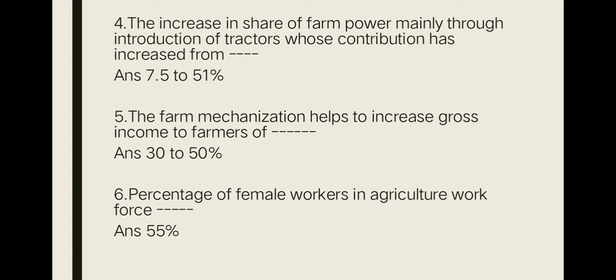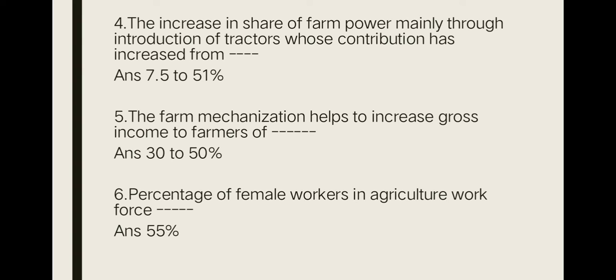The increase in share of farm power is mainly through introduction of tractors. Farm mechanization means mostly tractors are adopted by the farmers, so their share also increased from 7.5 to 51%. Farm mechanization helps to increase the gross income to farmers by 30 to 50%. Yes, their yield also increases and their income also increases.